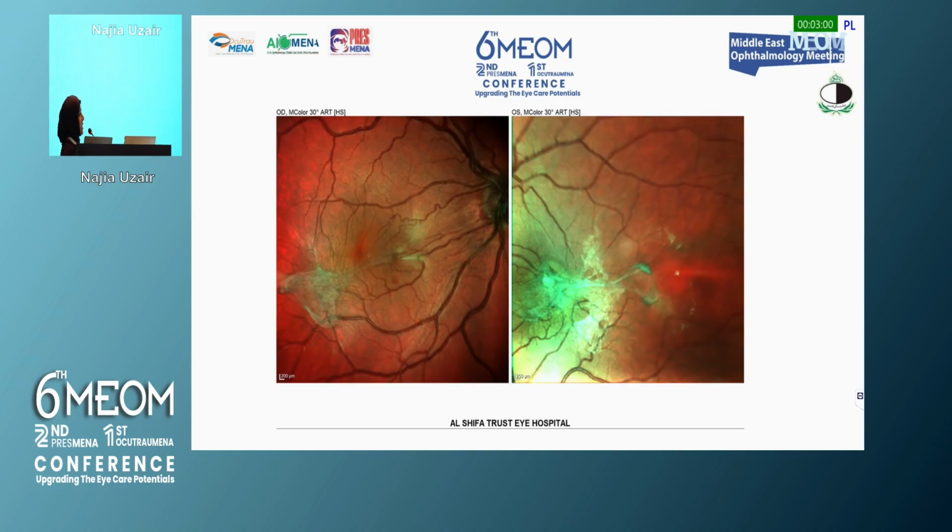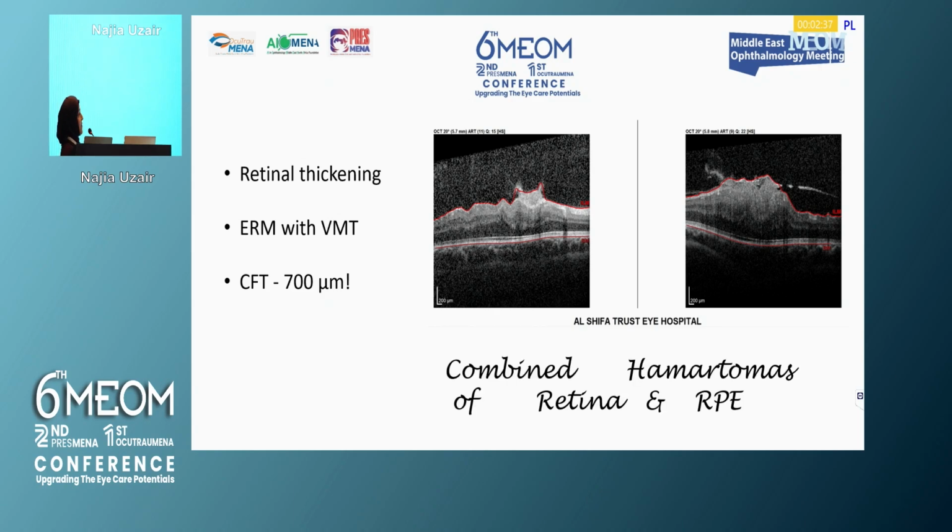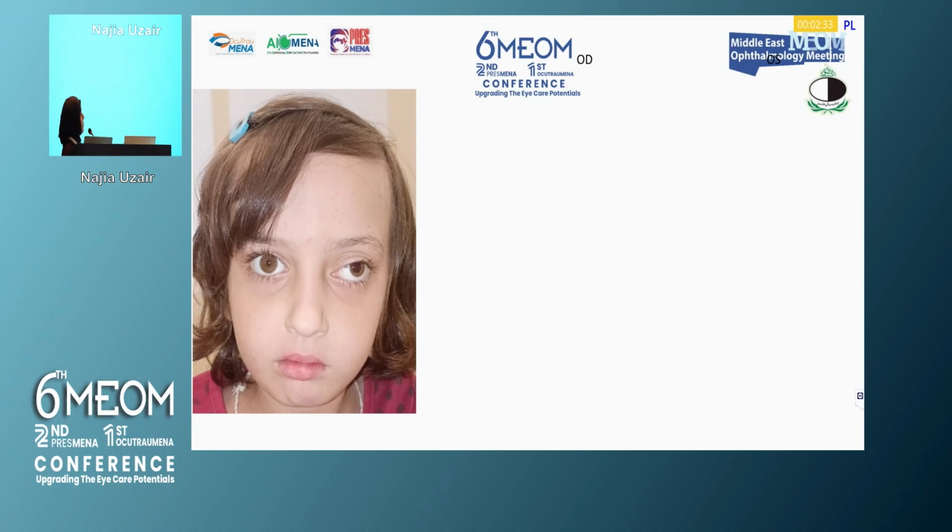Fundus examination revealed bilateral elevated macular pathologies, more pronounced in the left eye, and you can see here on this multicolored OCT image that this green reflectance indicates that the lesion is elevated above the surface of the retina. OCT macula revealed bilateral retinal thickening, an ERM with vitreomacular traction, and a central foveal thickness of about 700 microns. These findings were characteristic of combined hamartomas of the retina and RPE.